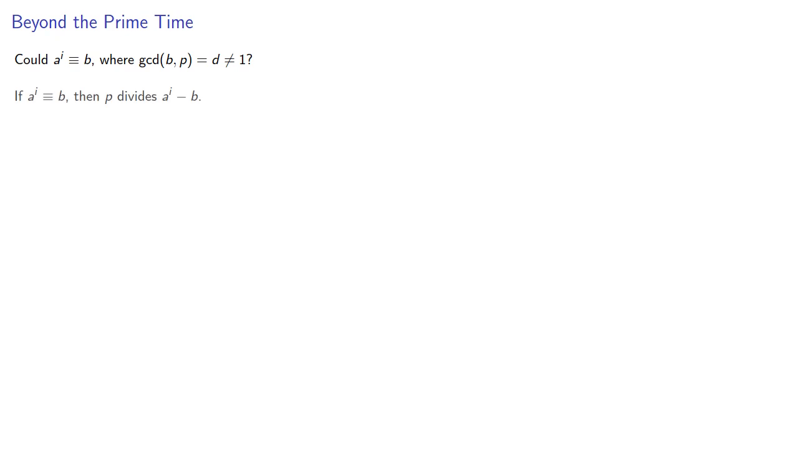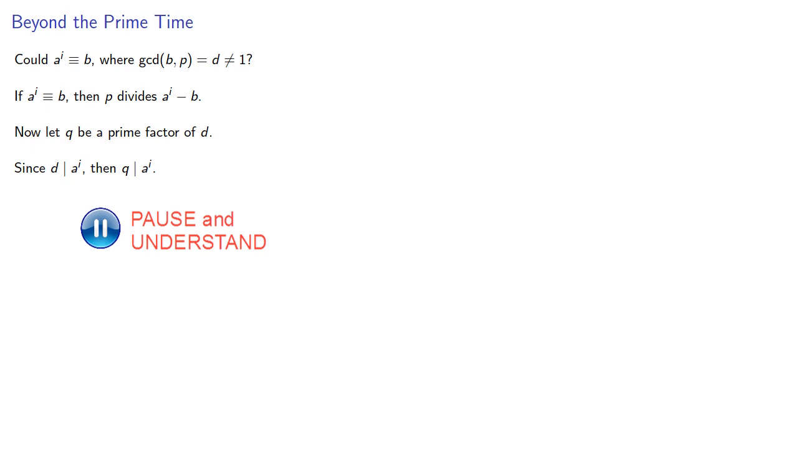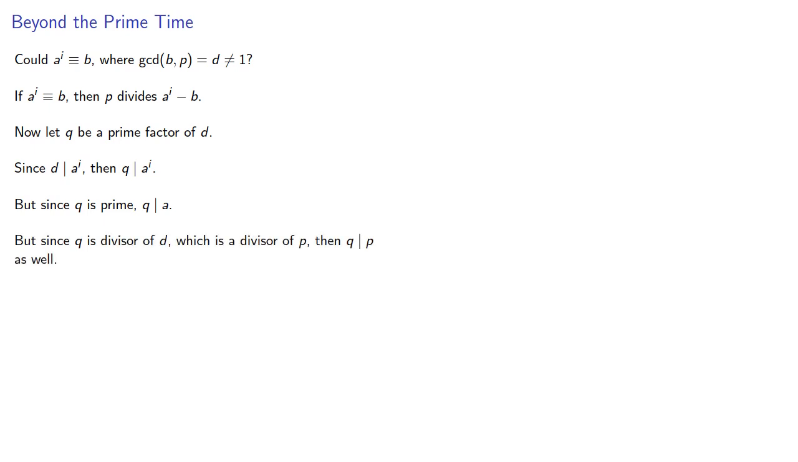So if a to the i is congruent to b, then p has to divide a to the i minus b. Now let q be a prime factor of d. Since d divides a to the i, then q must also divide a to the i. But since q is prime, q must divide a. But since q is a divisor of d, which is a divisor of p, then q divides p as well, so the greatest common divisor of a and p is greater than or equal to q, which is not 1. But we assumed the greatest common divisor of a and p was 1, so this can't happen.